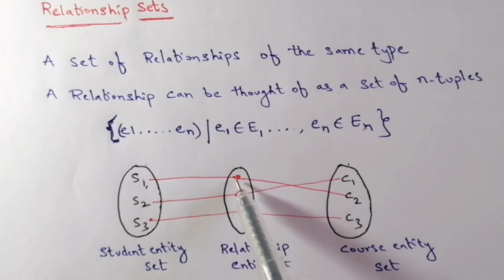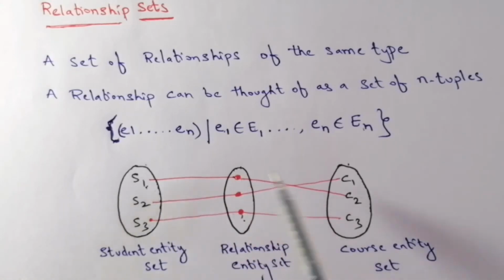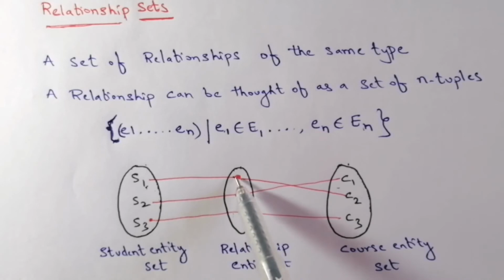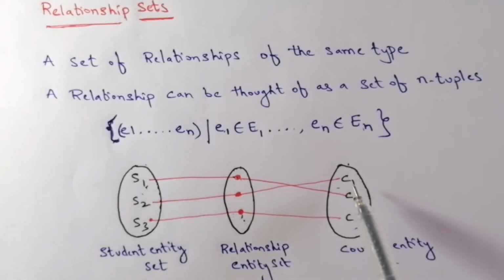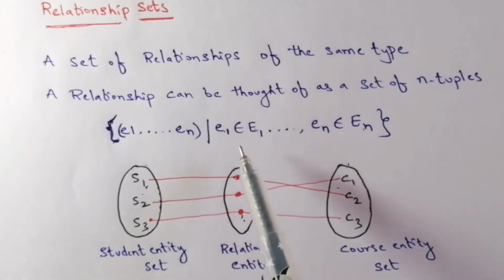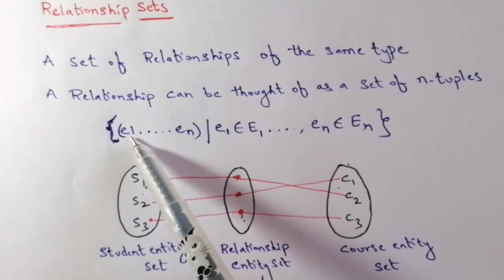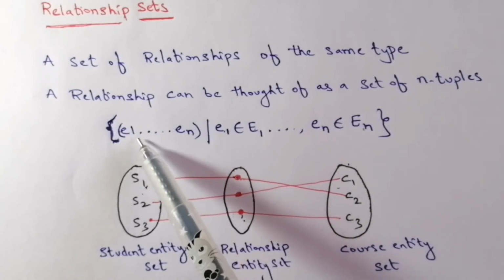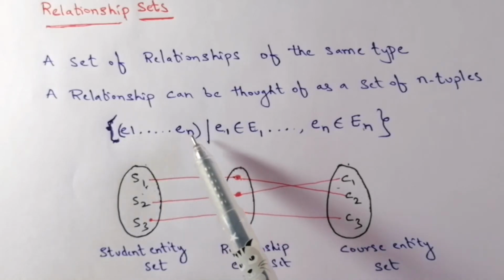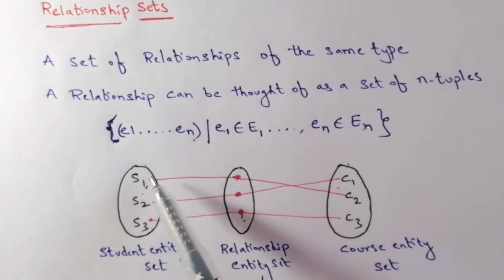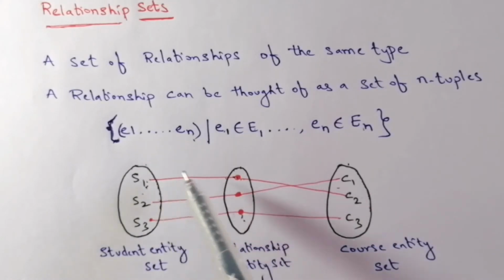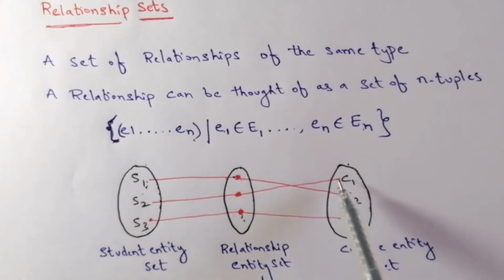So in the relationship we have two entities which are participating. Now it has the attributes of this particular subset, and it also has the attributes from that subset. That is, we are going to have a relationship set that contains E1 to En, where E1 belongs to one entity and E2 belongs to another entity.